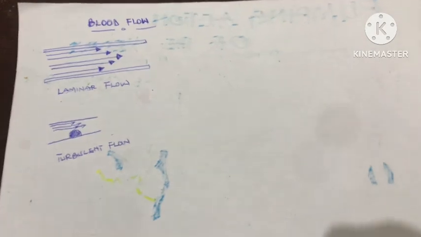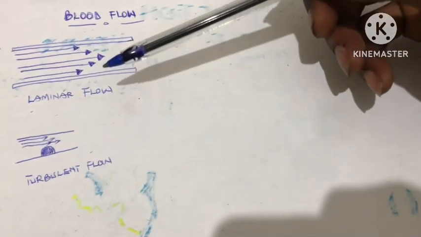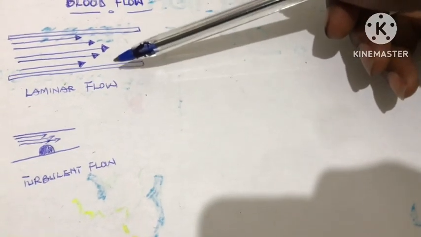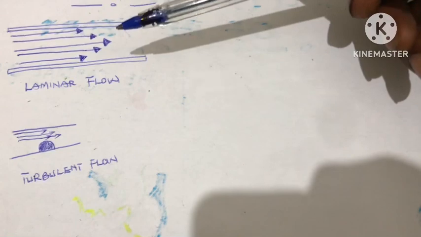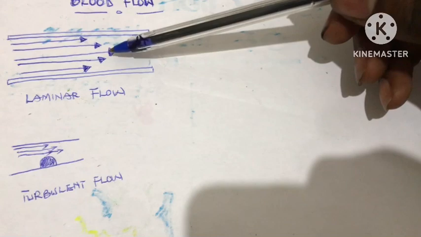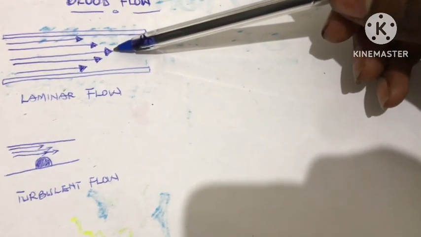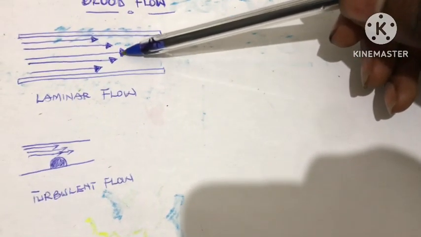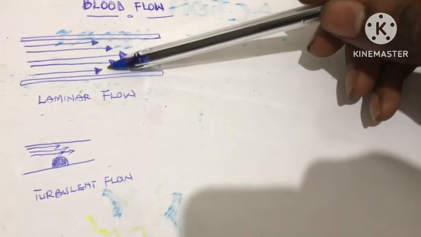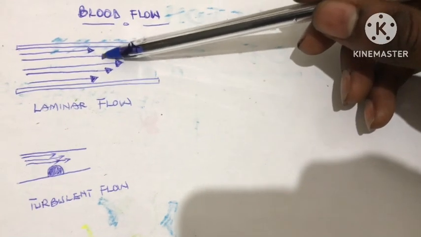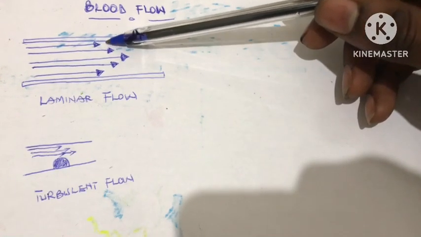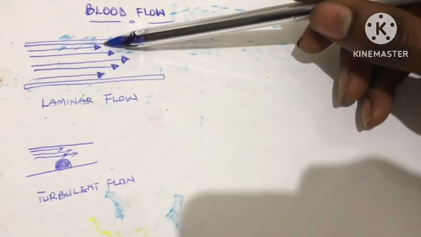Normally, blood flows in layers, and that kind of flow is called laminar flow. You understand? And that flow is very silent. Because they are flowing in layers, the velocity of blood is very high in the middle. The maximum velocity is at the center, and the minimum velocity is in the layers close to the walls. So the velocity decreases from the center to the walls.